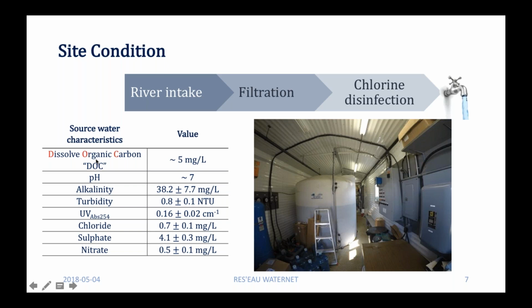Here we have some source water characteristics such as dissolved organic carbon, or DOC, which represents NOM concentration and is around 5 milligram per liter, and pH, alkalinity, turbidity, UV absorbance at 254, and some present anions in the water such as chloride, sulfate, and nitrate. And this photo is of the building where I installed my setup.